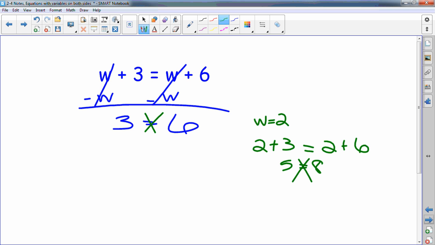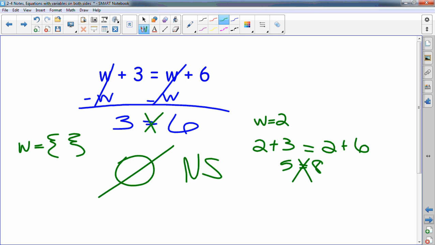So guess what answer this one is? If the other one was all answers, this one would be no answers. A circle with a line through it, that's the empty set. Or you can put no solution. There are all different kinds of ways to put this. Or you can put w equals an empty bracket. There's nothing that it can equal.